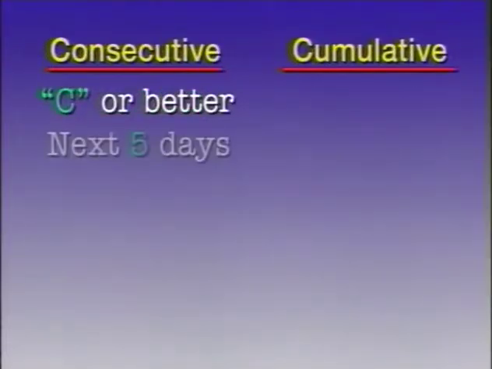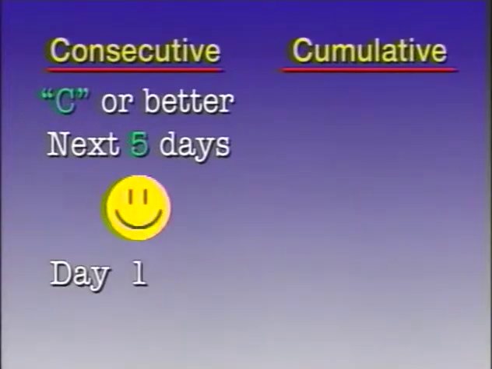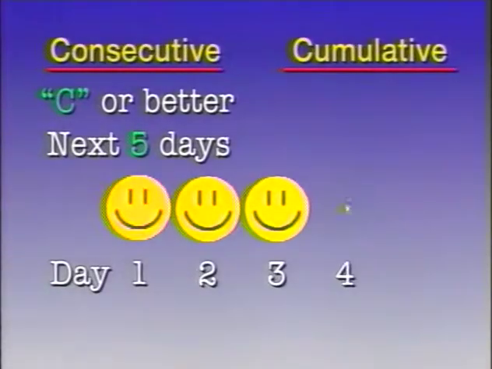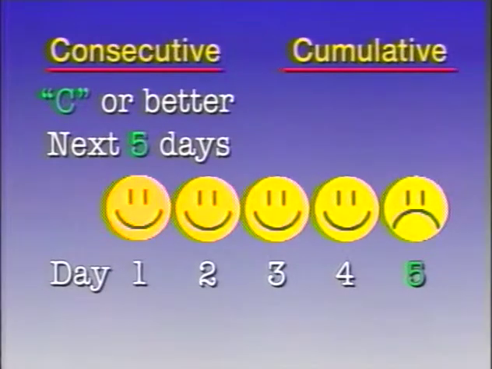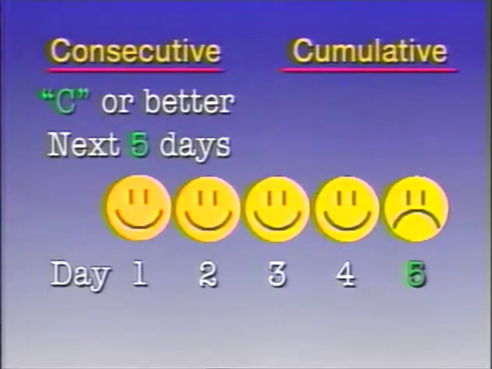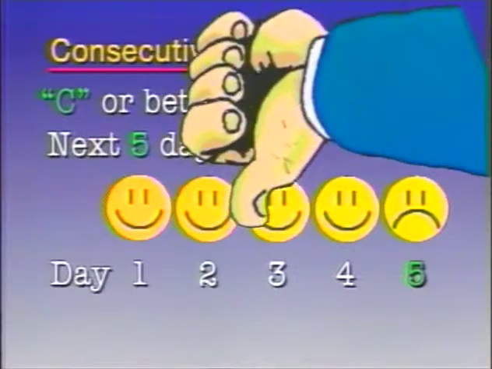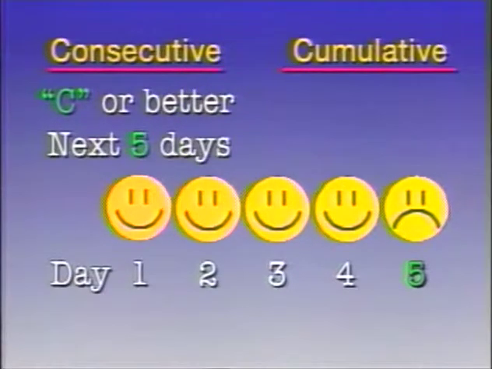For example, Roberta will receive a reward if she earns a C or better on her biology assignments for the next 5 days. Suppose Roberta performs well the first 4 days, but gets a D on the fifth day's assignment. In this case, she fails to receive the reward regardless of successfully completing 4 previous assignments.